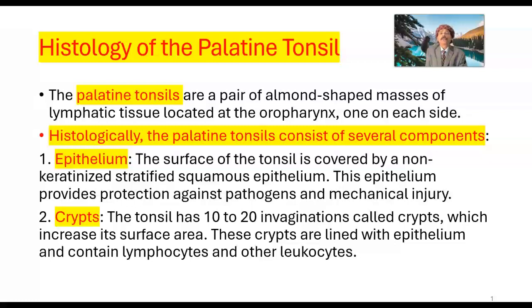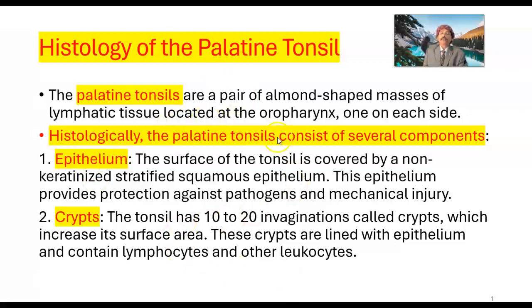Today I will discuss the histology of the palatine tonsil. The palatine tonsils are a pair of almond-shaped or oval masses of lymphatic tissue located at the oropharynx between the palatoglossal arch and palatopharyngeal arch in the tonsillar bed of the oropharynx, just above the posterior aspect of the tongue.